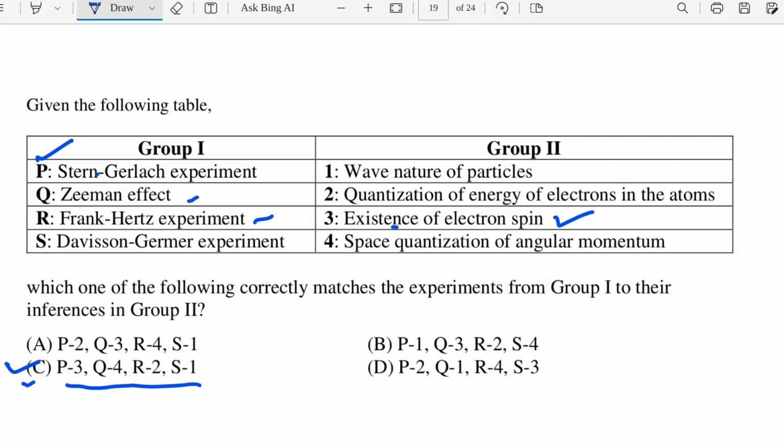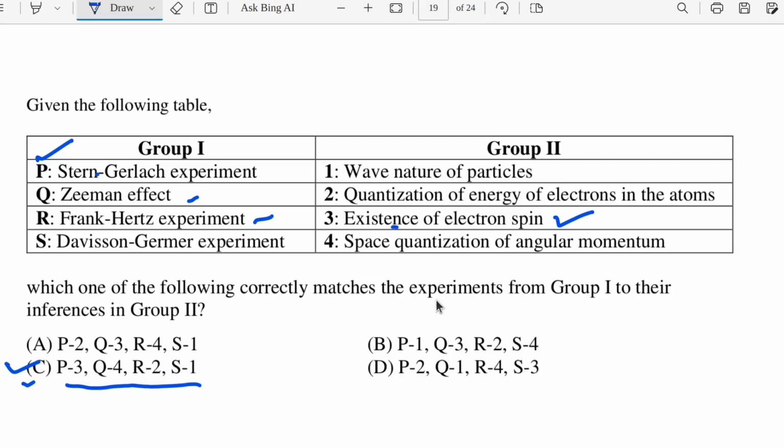Simple. But we have to know the other experiment also. So what is Zeeman effect? Obviously, in Zeeman effect you all know that we are going to apply some magnetic field, and in the presence of magnetic field the spectral splitting is there, right? But still, what is the output of that? The output can be written as space quantization of angular momentum.